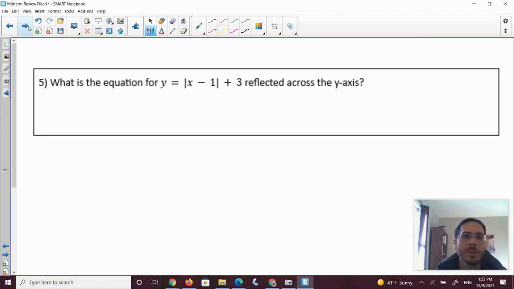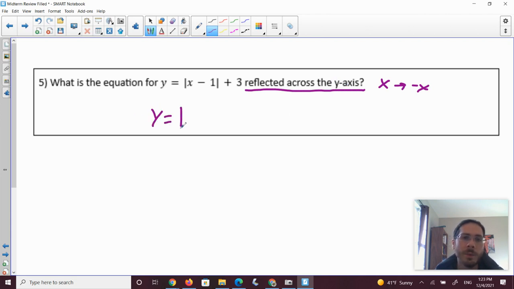All right, for 5, what's the equation for y equals the absolute value of x minus 1, plus 3 reflected across the y-axis? So the whole point of this one is you have to remember back from the section where we did all of our reflections. If we're reflecting across the y-axis, what we want to do is change all the x's to negative x's. That's going to reflect our function across the y-axis.